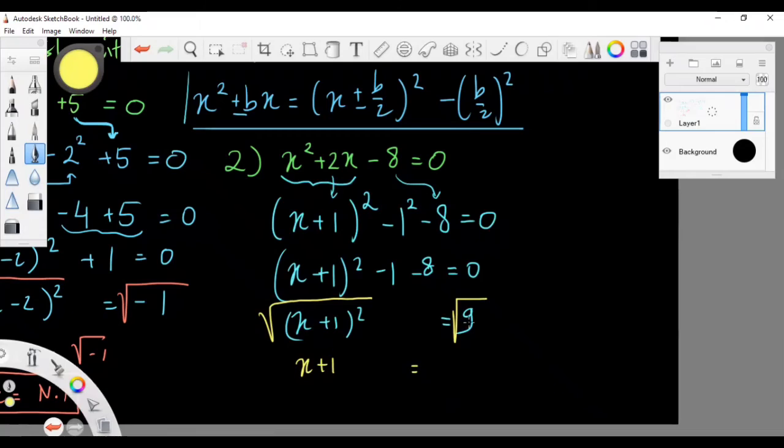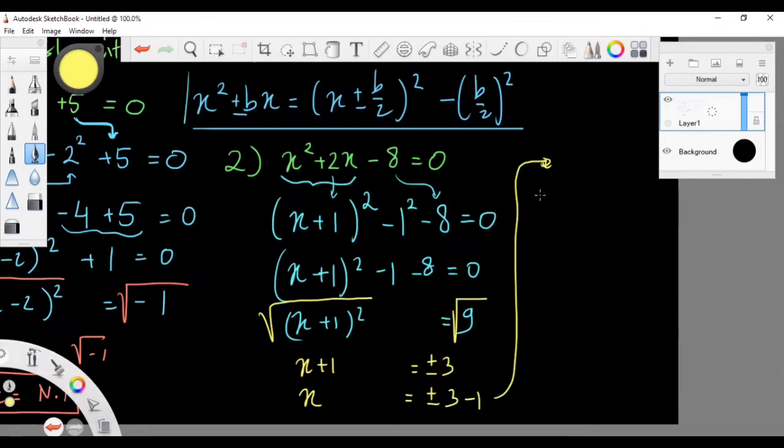And then 9, what is the square root of 9? It's supposed to be either 3 or negative 3. So you have to put both. You cannot put just one. Okay. It can be plus minus 3. So you can find the value of x is plus minus 3, and then 1 is going right, becomes negative 1 or minus 1.